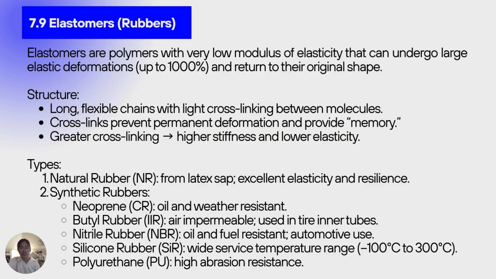If the cross-linking is too low, the material behaves like a viscous liquid. If it's too high, it becomes rigid and brittle. So, the degree of cross-linking must be carefully controlled to balance elasticity and strength.